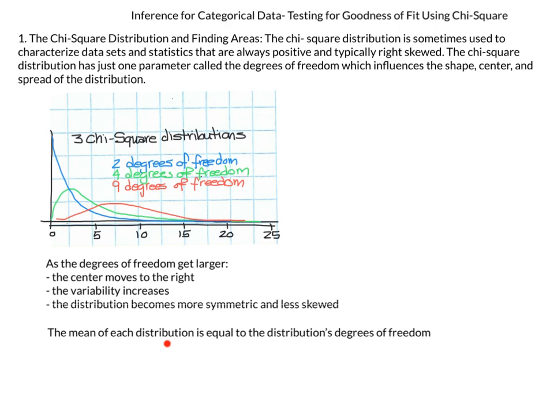So the mean of each distribution is equal to the distribution's degrees of freedom. So the mean here is equal to 2. So here is kind of the middle point of the data for the blue distribution. For 4 degrees of freedom, the green, the middle is somewhere over here. That's the mean. And for 9 degrees of freedom, the mean is somewhere over here, around 9, a little under 10.